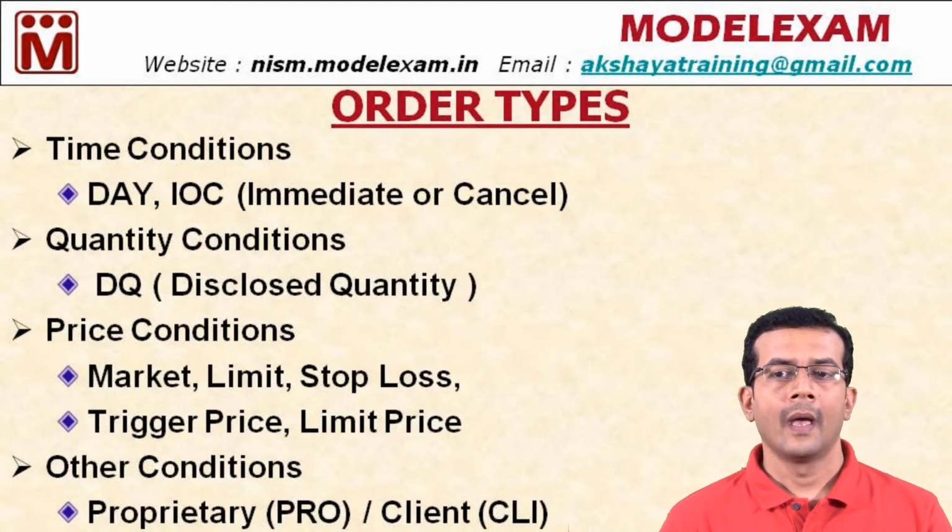And the last condition, other conditions. Under other conditions you have two. The first one is proprietary, the second one is client. So if the order is entered on behalf of the trading member itself, a broker can trade with his own money for his own benefit. So if any broker is sending an order for his own money, then that is called a proprietary order, and that will be labeled as PRO. And if it is a client order, it will be CLI.